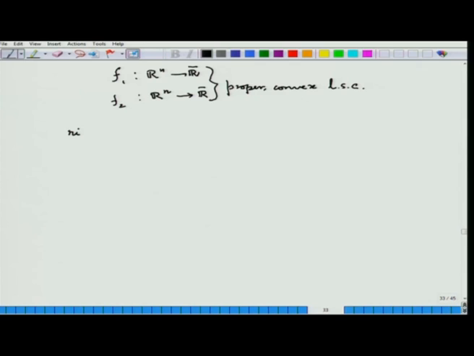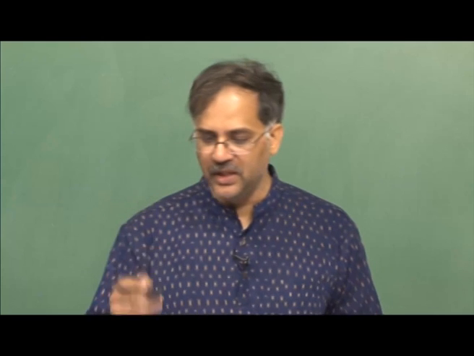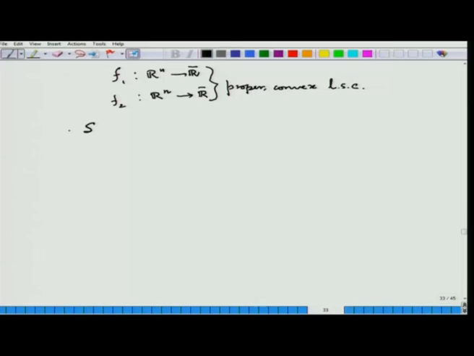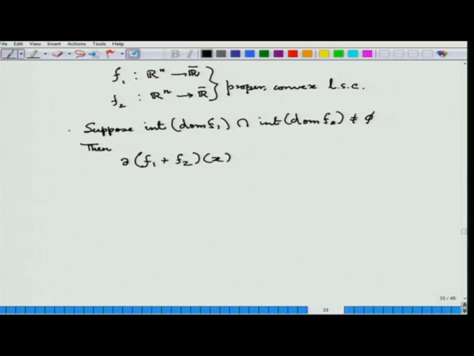So, if I have this and if I have the following result, which is extremely important, that I will consider that my domain of f 1 and domain of f 2 are full dimensional sets, in the sense that they have interiors, they are nice sets. Suppose interior of the domain of f 1 intersection interior of the domain of f 2 is not equal to phi, then you have this fabulous, fascinating result, sum rule, that too for a class of functions which is extended valued. This is a very, very big advancement in convex analysis.